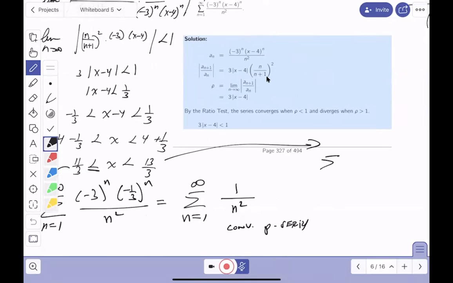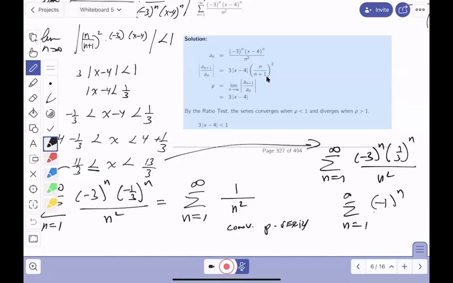I'll do it over here. It's going to be the sum n equals 1 to infinity minus 3 to the n. And then you're going to get what? You're doing 13 thirds. Well, 13 thirds minus 12 thirds, because minus 4 is 12 thirds, is going to be 1/3, right? To the nth power over n squared. What does this turn out to be? It's the sum n equals 1 to infinity minus 1 to the n now over n squared, which is still convergent. I mean, it's convergent by the AST test. So this is also convergent.